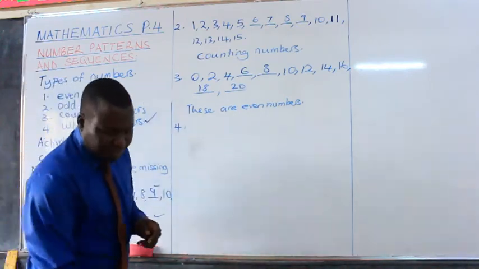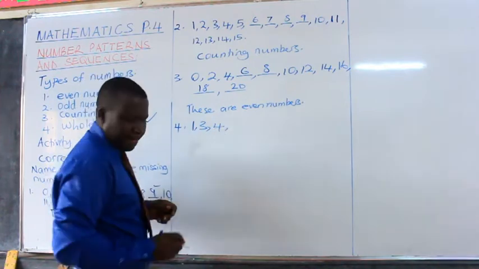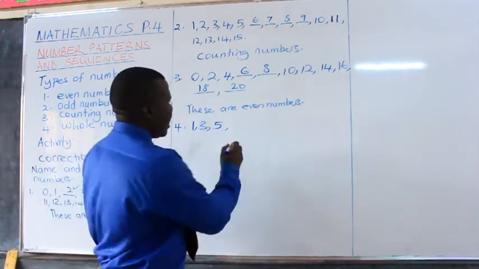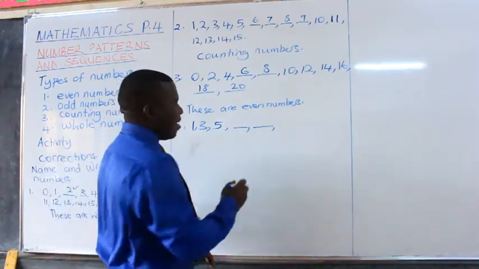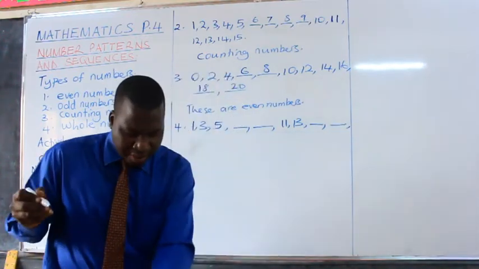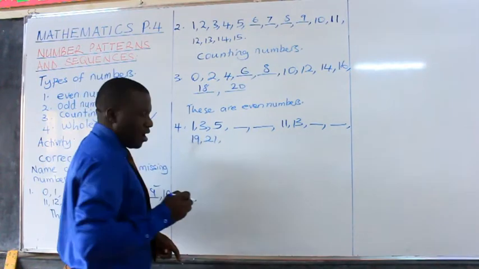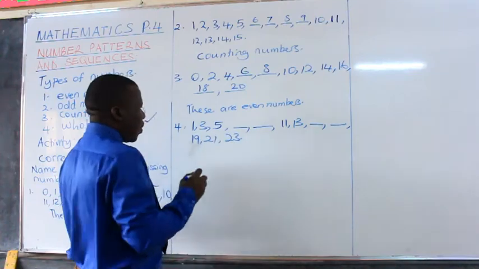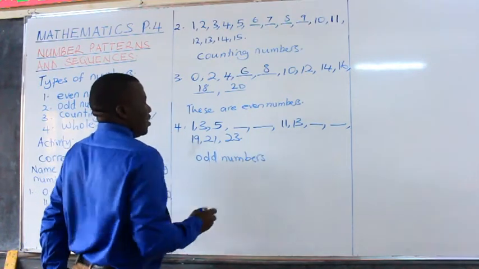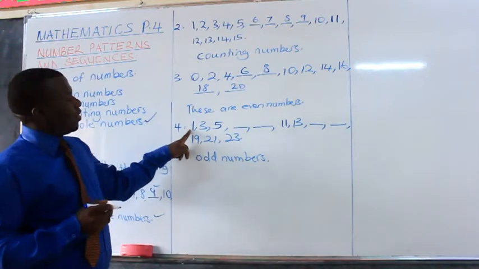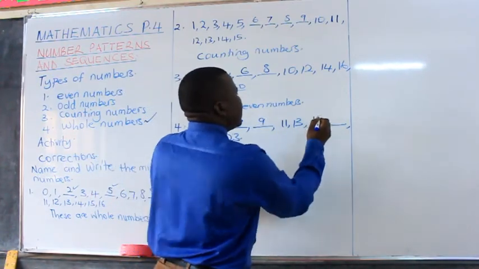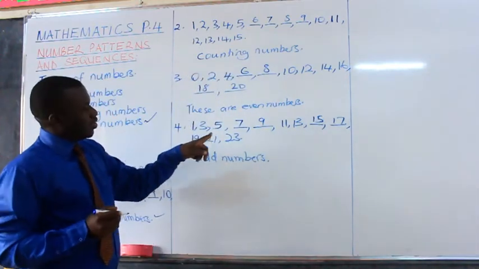Let's move to number 4. Our number 4 was 1, 3, 5, dash, dash, we had 11, 13, then dash, dash, then we have 19, 21, 23. So what type of numbers are these? These are odd numbers. The first odd number is 1. Then you go to 3, 5, 7, 9, 11, 13, 15, 17, 19, 21, 23.